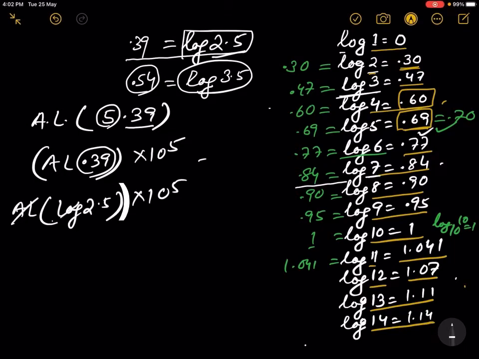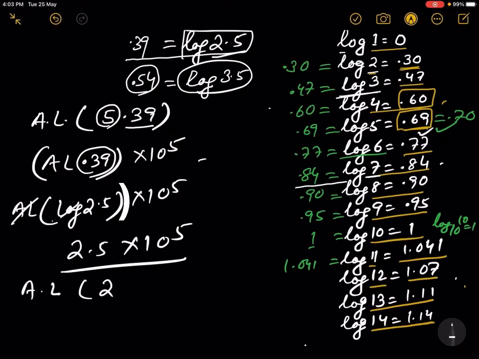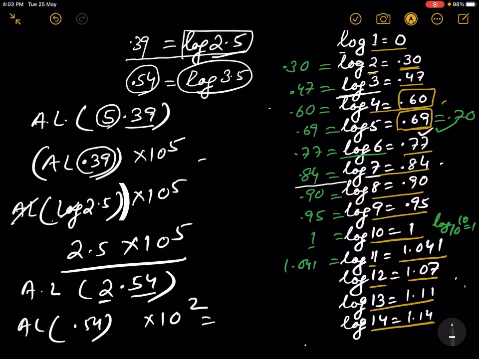Let us do another one, anti-log of 2.54. Then this 2 before the decimal point is written as 10 to the power 2, and this part is written as anti-log of 0.54. Then anti-log 0.54 is the log of 3.5. So anti-log log 3.5 into 10 to the power 2. Anti-log and log cancel, it becomes 3.5 into 10 to the power 2.